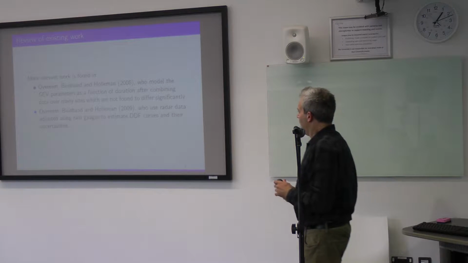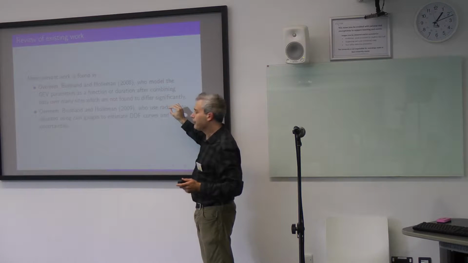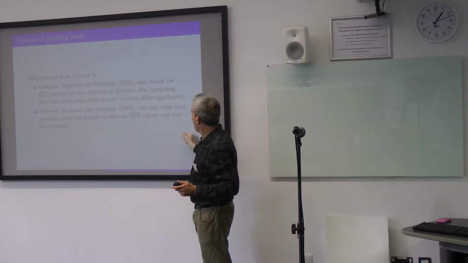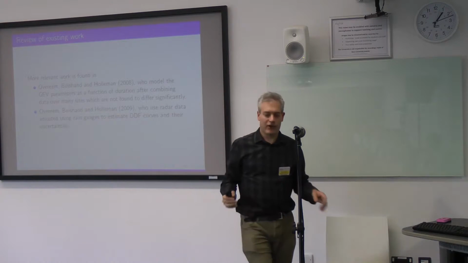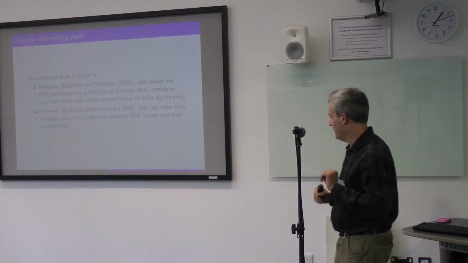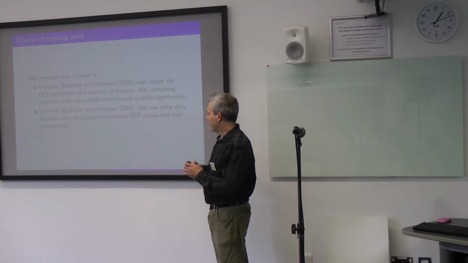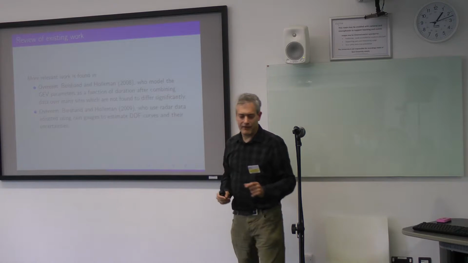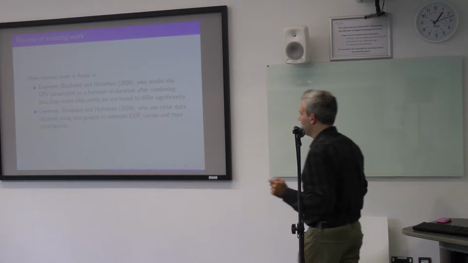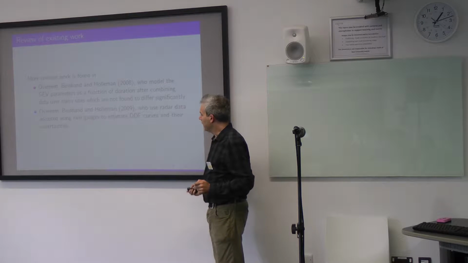They started modelling GEV parameters as a function of the duration, the time aggregation window, after combining data over many sites, where they basically said these don't differ significantly from each other, so we're just going to pool the data. They had another paper the following year where they were using radar data, which is quite an interesting way of getting the data to use. They used these radar estimates to construct these DDF curves and their uncertainties.